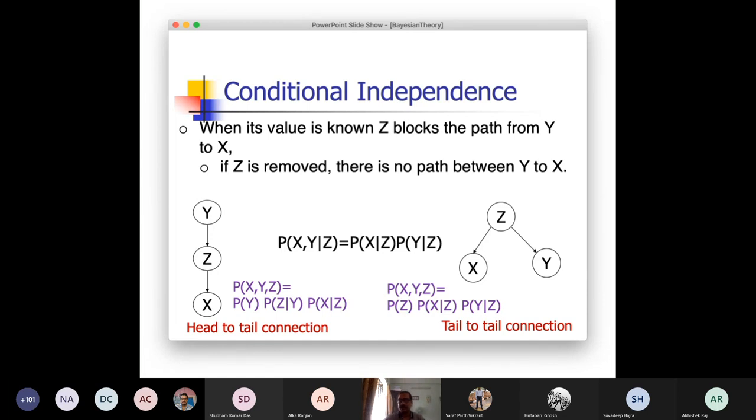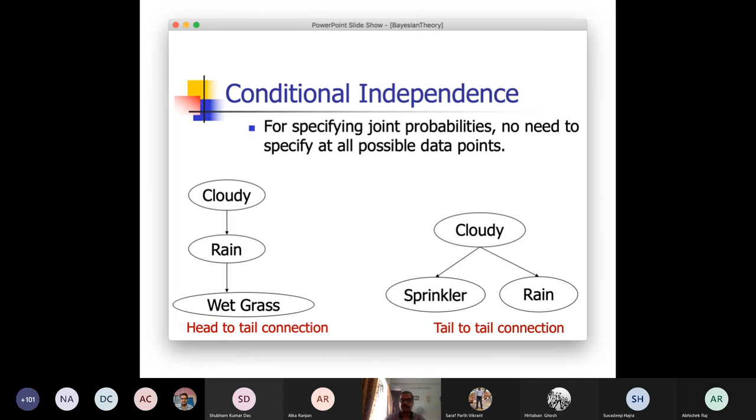It could be a combination of variables also. So if you remove a subset, a subgraph in the Bayesian network, and you find all the remaining random variables are all disconnected, then all of them are conditionally independent given that set of variables. So that is one kind of interpretation. So from the topology, you can find out.